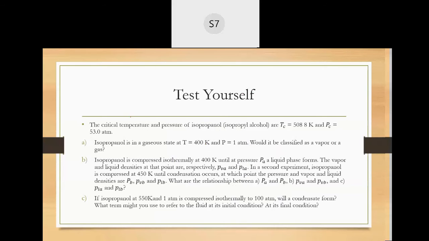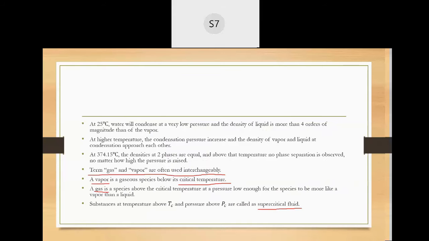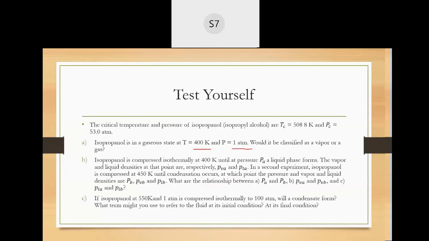The first question is, the critical temperature and pressure of isopropanol are 508.8 K and PC at 53.0 atm. Isopropanol is in gaseous state at 400 K and P at 1 atm. Would it be classified as a vapor or a gas? So if you refer back, if the temperature is below the critical temperature, it is called a vapor. So the answer here is vapor.